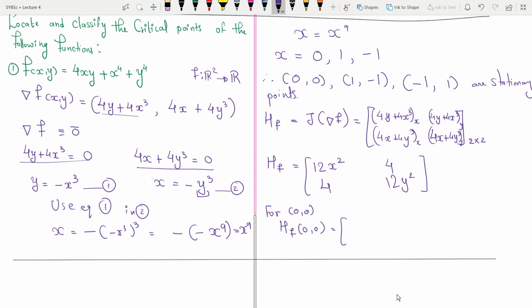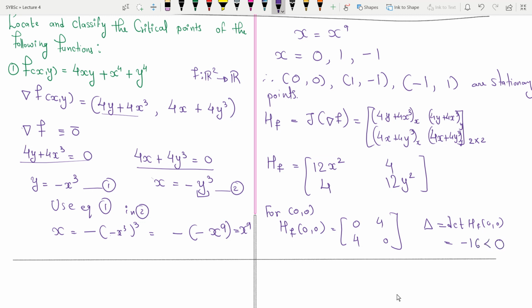Means in place of x I should write 0, in place of y I should write 0, hence it becomes 0, 4, it is 4 and 0. Okay, first of all I will find out the delta, that is nothing but the determinant of Hf(0, 0). So what is the determinant of this? This is 0 minus 16, that is minus 16, which is less than 0.